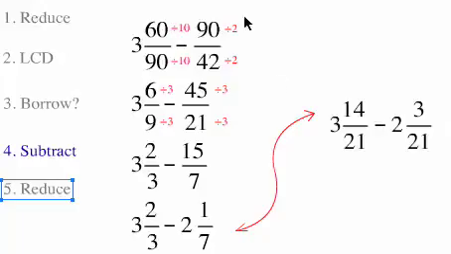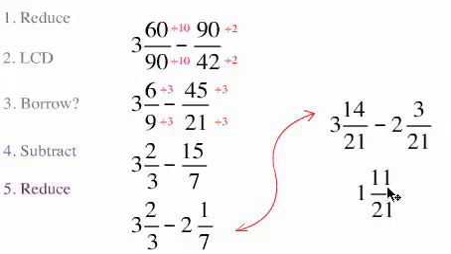So when we subtract, we subtract the numerators. So 14 take away 3 is 11, and we keep the denominators. And so we end up with 11/21. And then we subtract the whole numbers. 3 take away 2 gives us 1. So we have 1 and 11/21s.